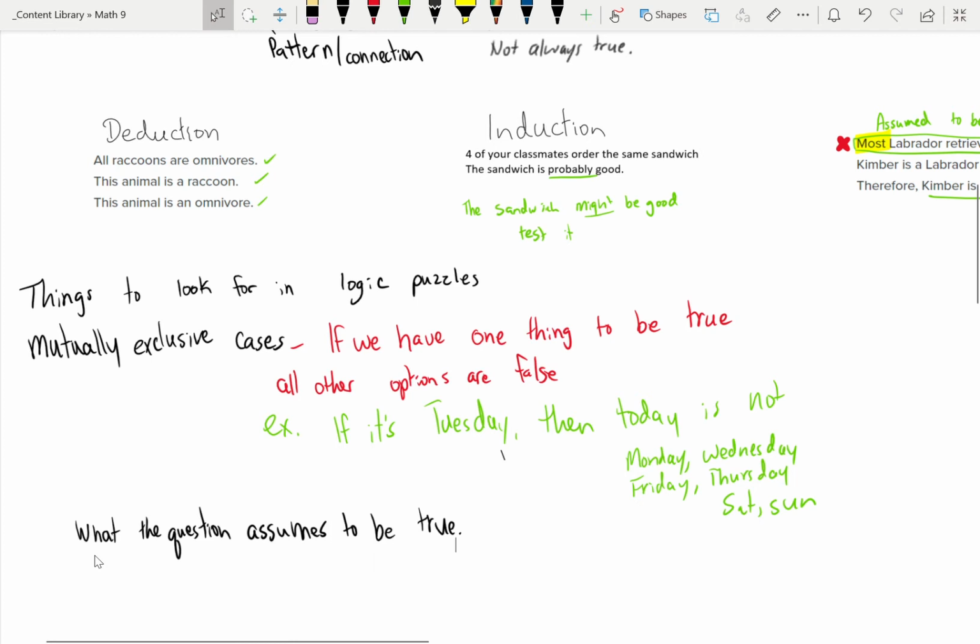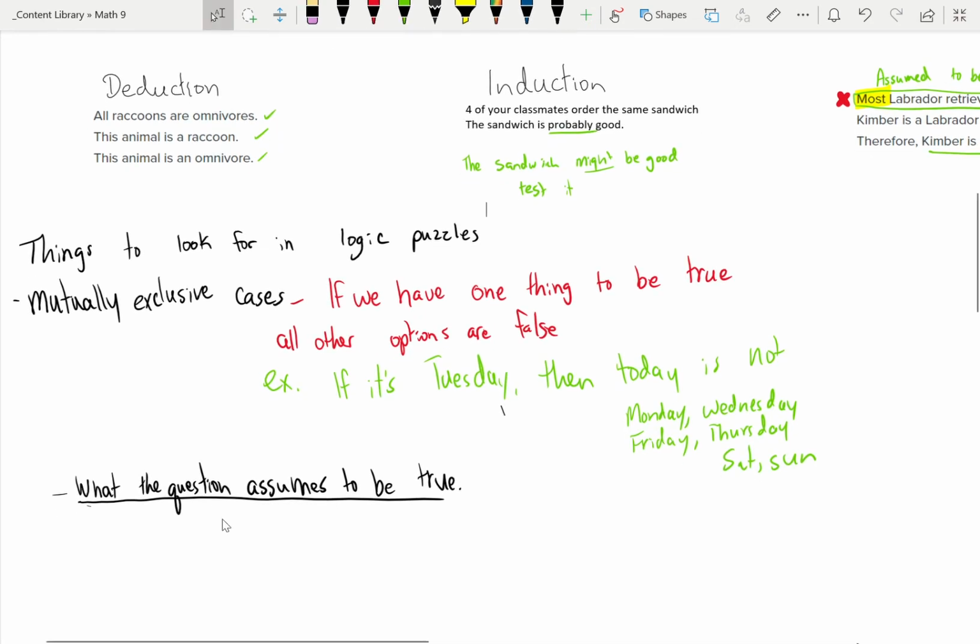So what the question assumes to be true is another good thing to look for. An example of this is, if you remember that zombie bridge question, each person crosses in a specific time. Now this is debatable in real life, but for logic problems, we try to constrict ourselves to something that we can assume to be true. So if it gives you a specific time, use that time or that number or that information to help you out. Don't make any assumptions outside of it.